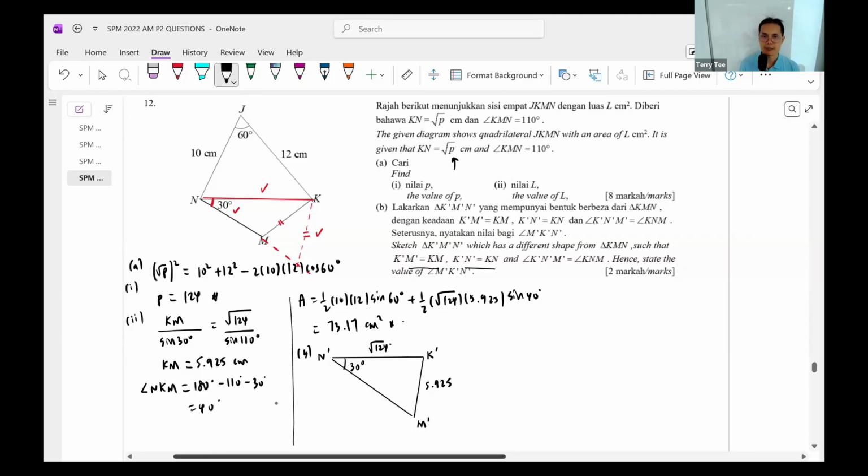Then state the value of angle M prime K prime N prime. You're finding this angle. To find this angle, we know just now this is 110. So what is angle K prime M prime N prime? Because you can flip outside. Remember, if this is 110, this is 70. So this is also 70. If this is 70, what is angle M prime K prime N prime? 180 minus 70 minus 30. The answer is 80 degrees.